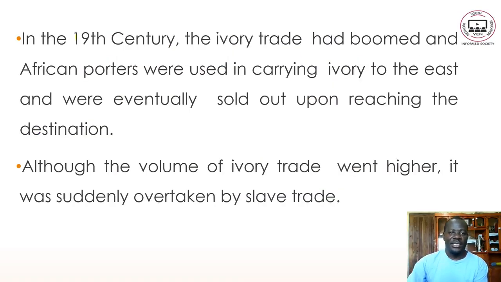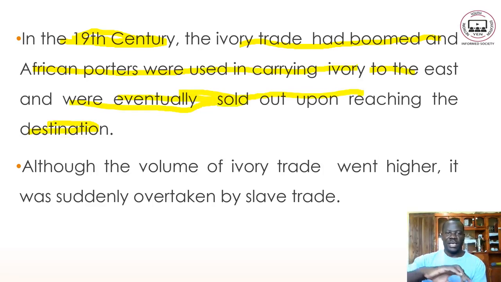In the 19th century, we mean the 1800s now, the ivory trade had boomed and African porters were used to carry ivory to the east, and it was eventually sold upon reaching the destination. So here what we are saying is that since those Arabs could not find ivory on the eastern coast, because they had killed a lot of elephants there, they started to come to Central Africa to look for the same.